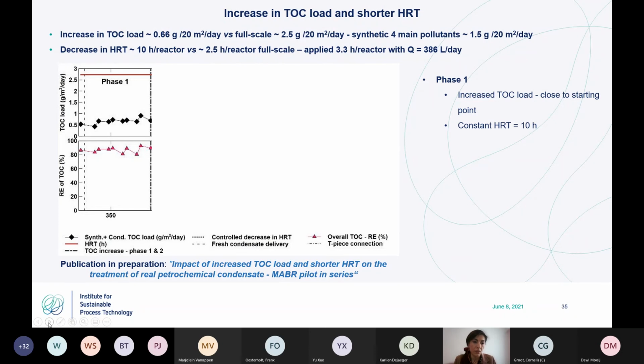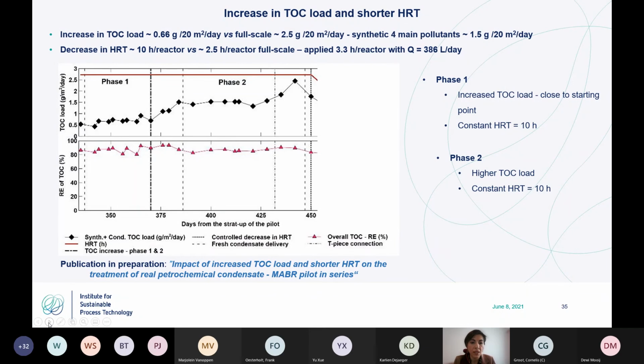In phase 1, the total load to the pilot still resembled the starting point of 0.7, and at a hydraulic retention time of 10 hours, the system in series removed around 88% of the TOC. Next, please. During the second phase, while increasing the concentration of the 4 main pollutants, the total load to the system reached values of 1.6, and still at an HRT of 10 hours, the reactors in series again removed around 88%.